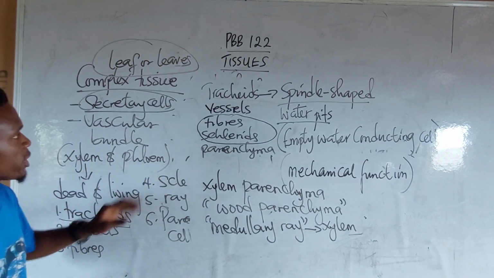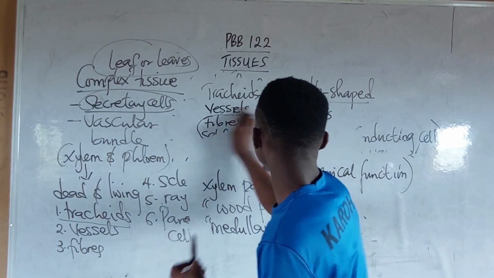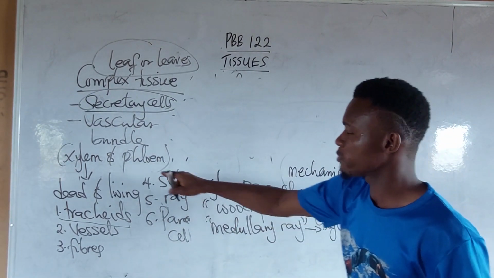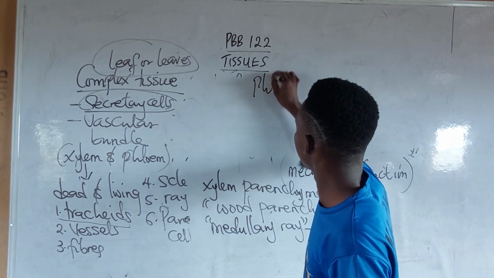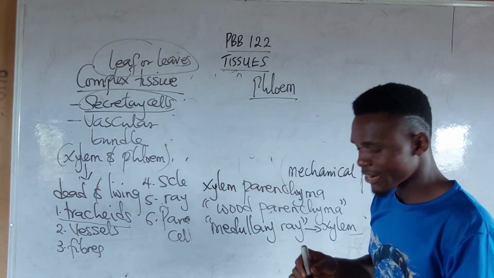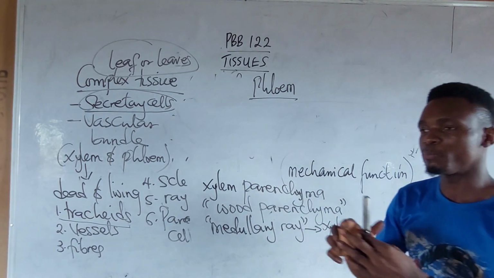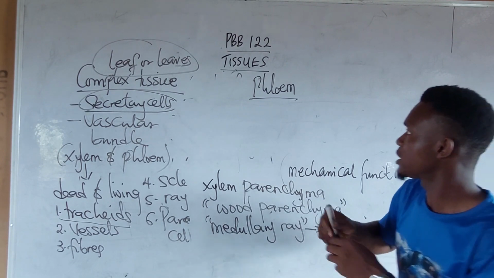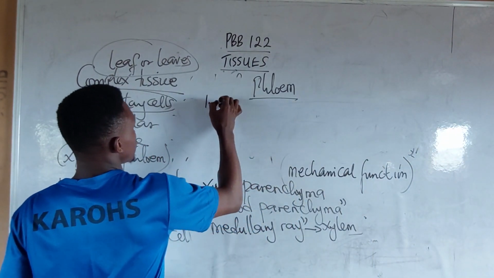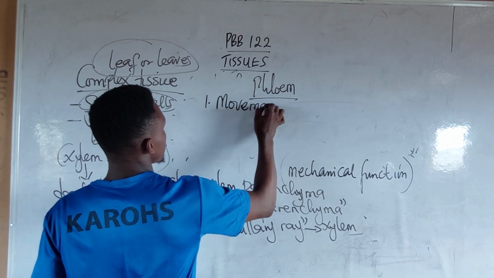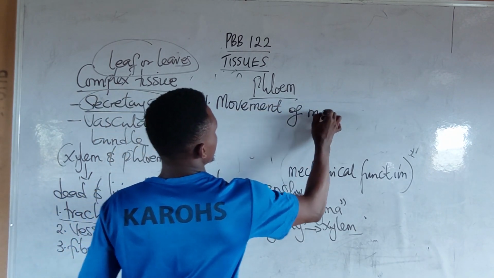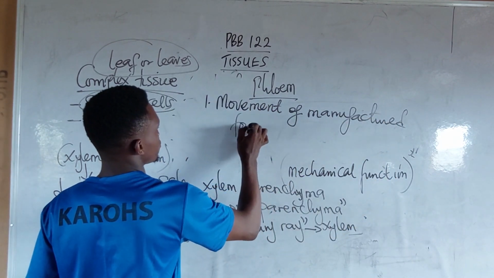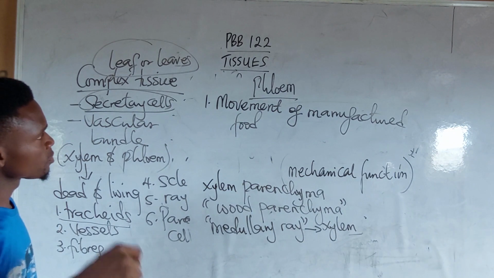And the next one is the phloem. I said something about the phloem when I was explaining both of them simultaneously. The function of the phloem is to carry manufactured food from the point of manufacturing to the point where it is needed. So they are responsible for the movement of manufactured food. Please take note of that. It is very, very important.